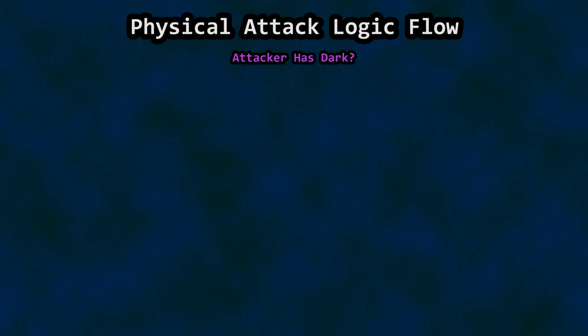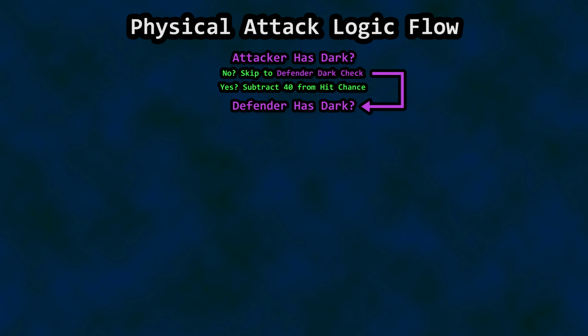Logic checks if the attacker has darkness. If they don't, we skip down to check if the defender has darkness. If they do, we subtract 40 from the hit chance and just fall into the defender has darkness check. That's your basic logic flow for these cases. If no, skip to the next one. If so, apply numbers where necessary and then just flow into the next check.